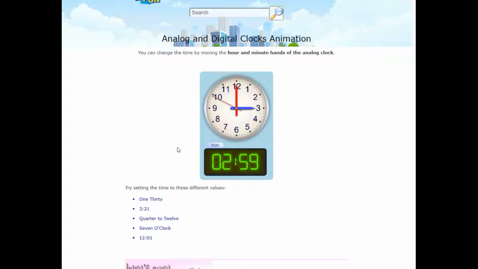So now we're going to look at it. The big hand's pointing to the 12, so we know it's o'clock. When the big hand points to the 12, it's o'clock. Okay? So actually my clock here says it's 3. There we go. And the little hand, the hour hand, is pointing to the 3. So we just look at it and say, oh, it's 3 o'clock.